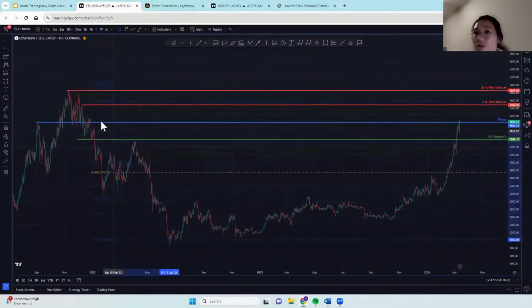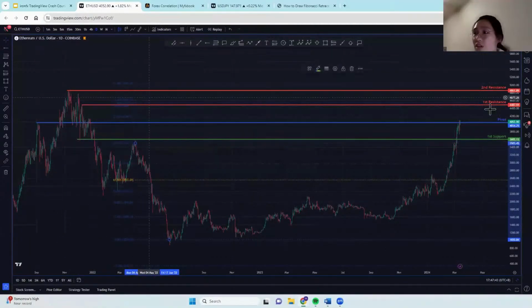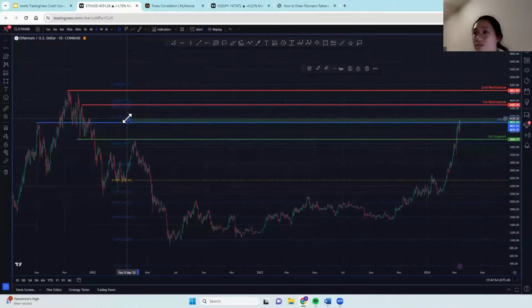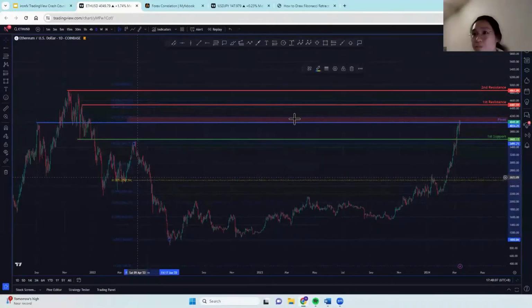Okay, my 127, actually this area lines up with our first resistance. 127 also lines up with our pivot. Over here, 161.8 also lines up with our second resistance. So I'm gonna keep both of them.